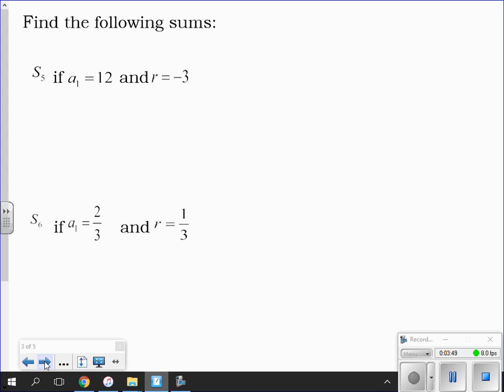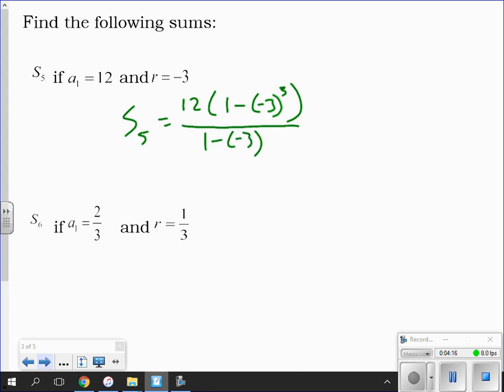Okay, find the following sums. This one actually works out pretty easy because you just use the formula. So the sum of the first 5 terms is the first term 12 times 1 minus r, which is negative 3, to the nth power, which is 5. And notice this is all in parentheses. You have to work this out first, divided by 1 minus r. And the sum of the first 5 terms is 732. It doesn't seem very large, but remember, our r is negative 3, so we're taking a positive plus a negative plus a positive plus a negative plus a positive. So it's changing sign every other time.